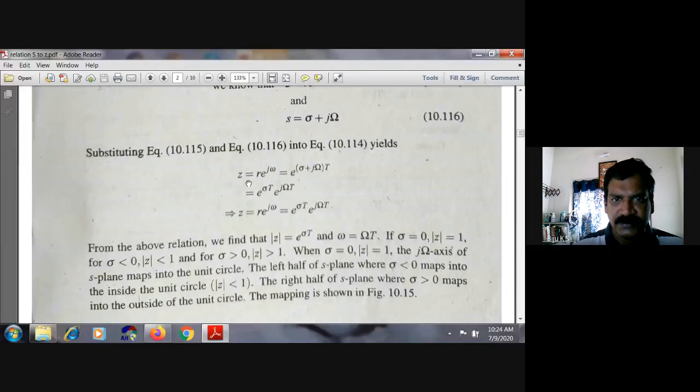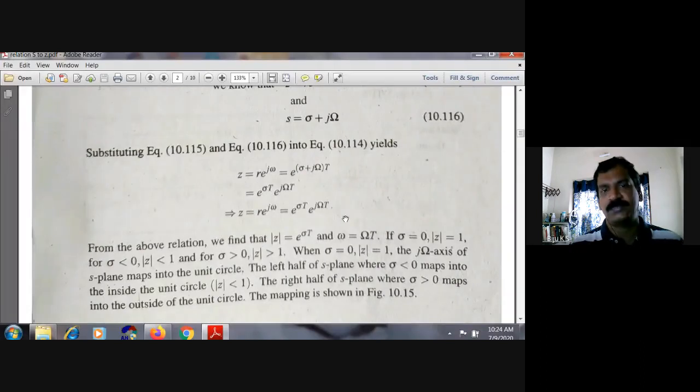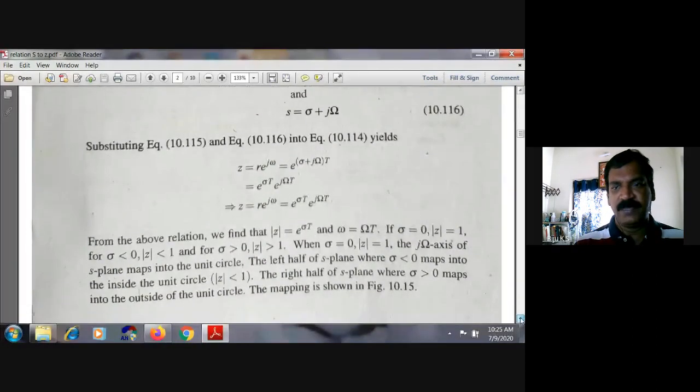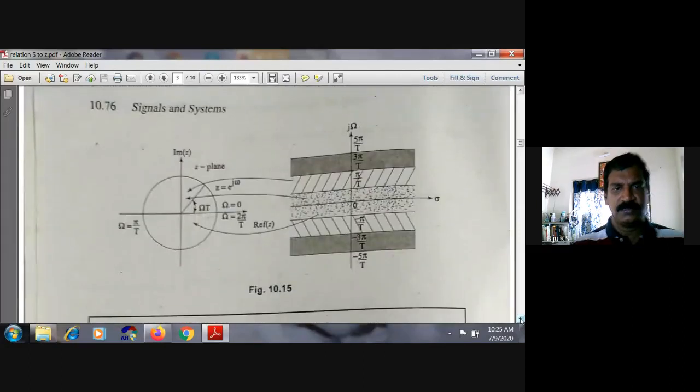So what is the relation? Replacing this, we can take z is equal to r e raised to j omega. In the Z domain we can represent it as a real term and an imaginary term if we make a circle. But in the case of the S domain, we will see on the next page. So this is the Z transform.